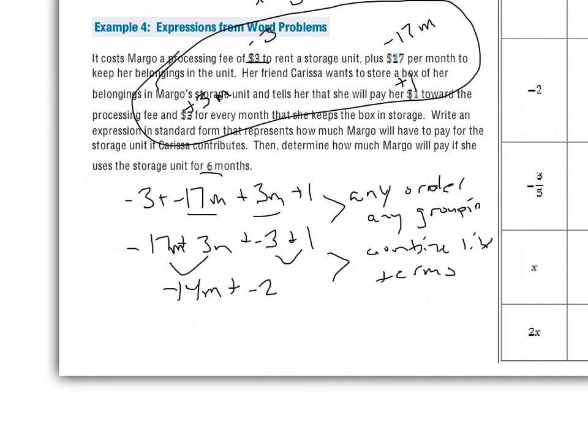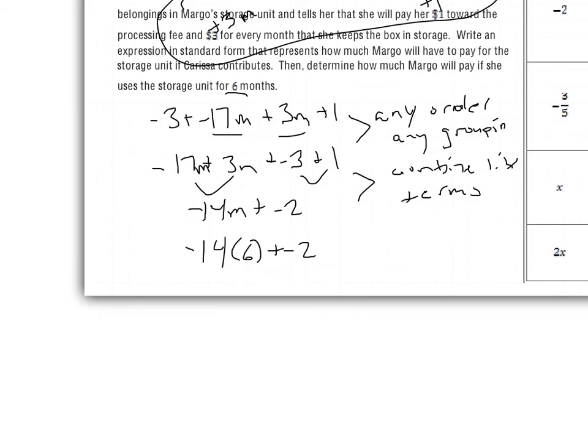And I could change this to subtraction, but I really don't see any use in doing that, considering I'm about to solve the expression by plugging in 6. Negative 14 times 6. And I'm going to want to add a negative 2 anyway, rather than dealing with subtraction. Negative 14 times 6 is going to give me, negative 14 would be 14 times 6 is 84, so negative 84, plus negative 2.